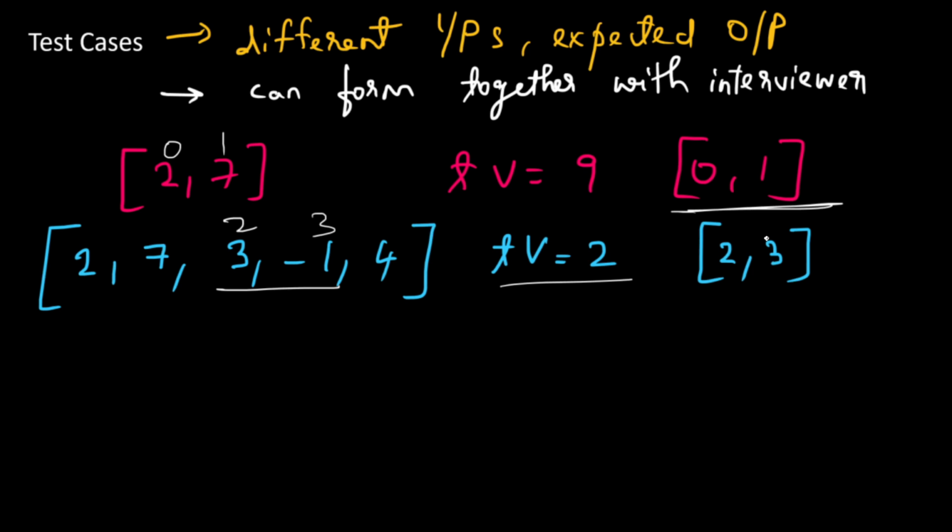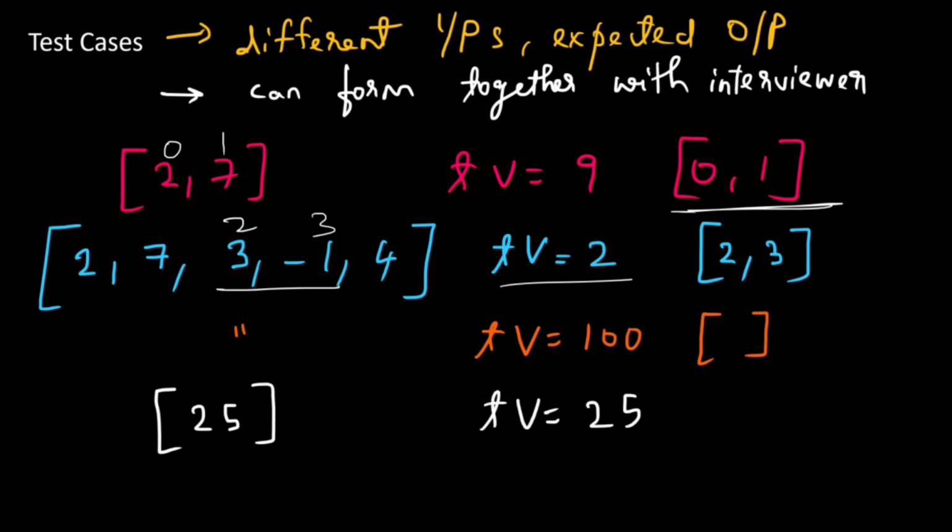Now, what if, again, the same array is given as input and the target value, let's say, is equal to 100. So there are no two values in the input array which add up to the target value. So in this case, the output has to be an empty array as per the clarification that we got from the interviewer. And let's say you have a single element as input, which is 25, and the target value is also 25. So what should be the output in this case? In this case also, the output has to be an empty array, because as per the question, we need to find two integers that add up to the target value.